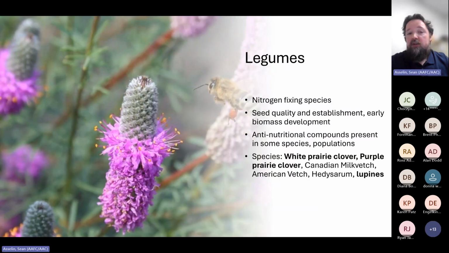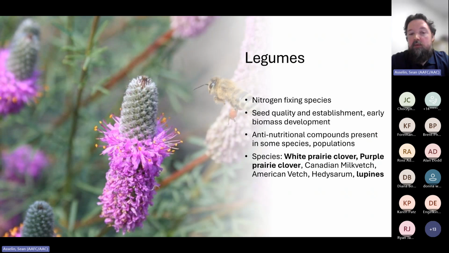Okay, moving to legumes. So I've got the lovely purple prairie clover flower in the background there. These are nitrogen-fixing species. We're really focusing on seed quality and establishment of legumes. A lot of our legumes are small seeded and have poor vigor, so we're focusing on making their establishment quicker or more consistent. Some of the challenges we have in legume species is that subspecies contain anti-nutritional compounds. Something like lupines contain alkaloids, which can have a negative impact on animal health. That being said, we do see genetic variation in these traits.